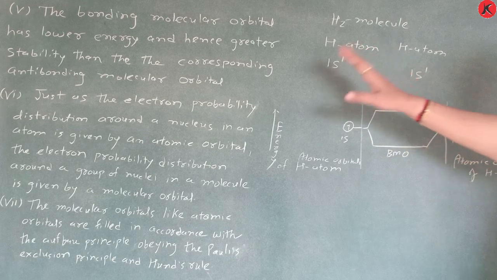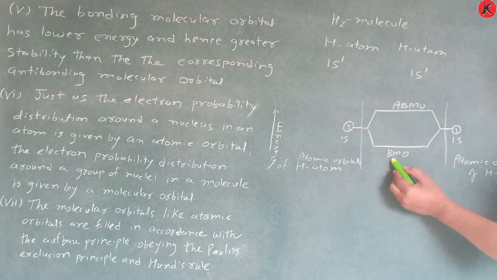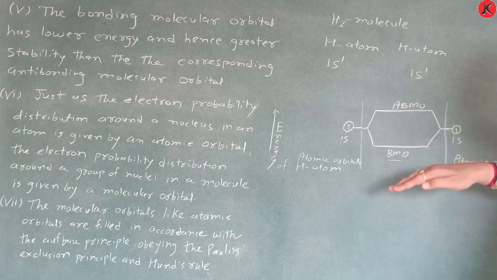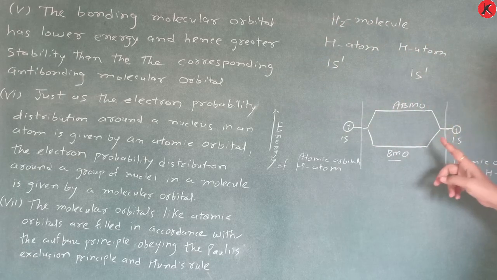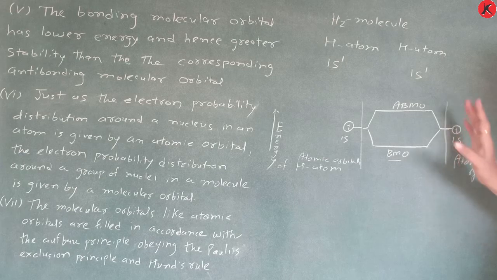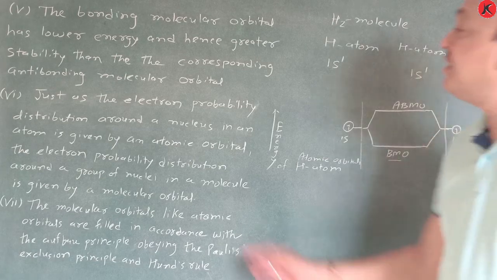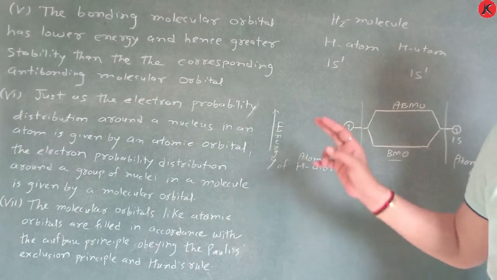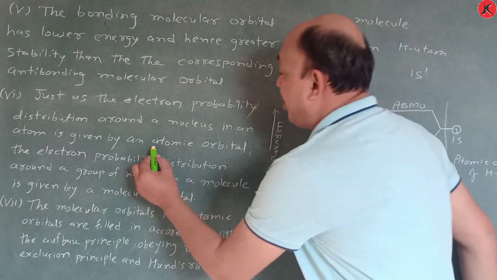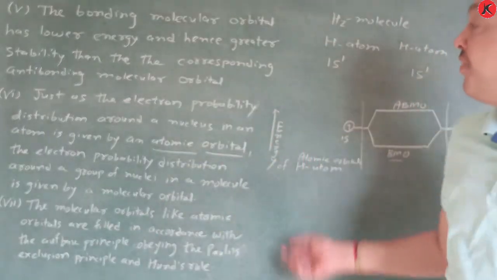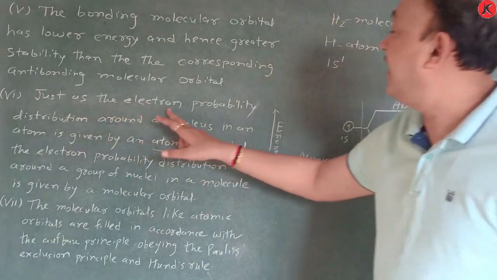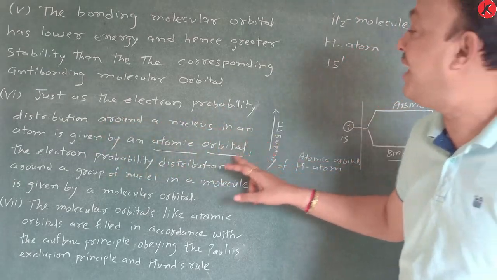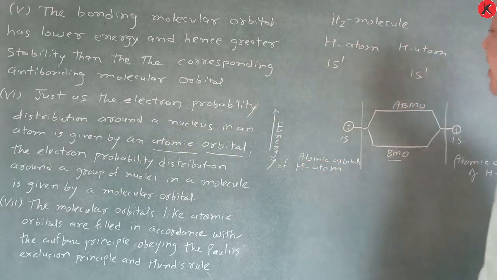That we will do later on, but just understand that the bonding molecular orbital has lower energy and hence greater stability than the corresponding anti-bonding molecular orbital. Remember this one, very easy. Just as the electron probability distribution around a nucleus in an atom is given by an atomic orbital. What is the meaning of atomic orbital? Here is the definition.